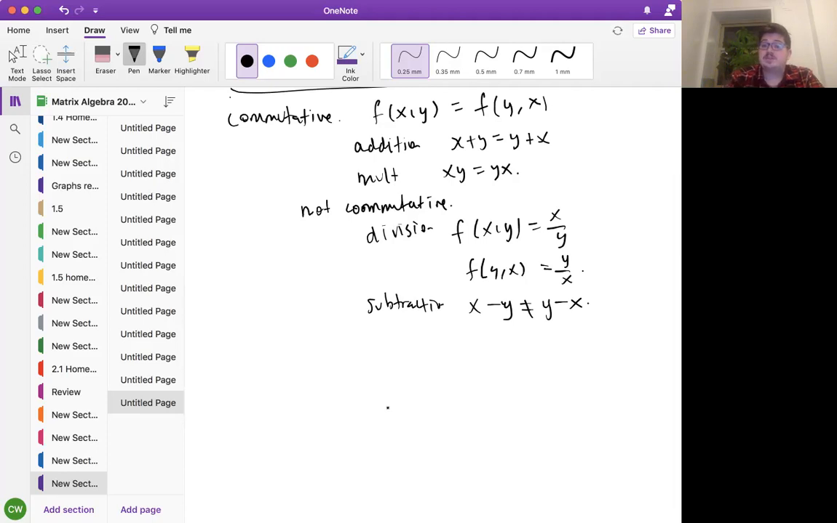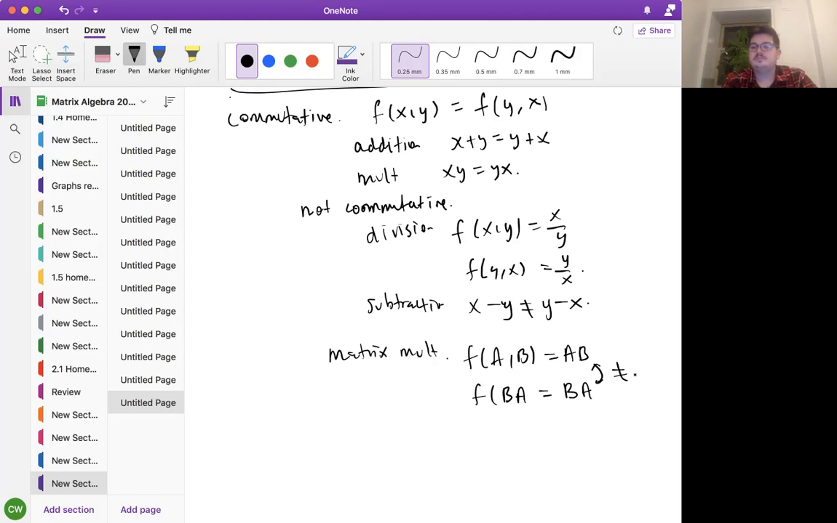How about matrix multiplication? f of A, B is equal to AB, but f of B, A is equal to BA, right? But those aren't the same. That makes sense?